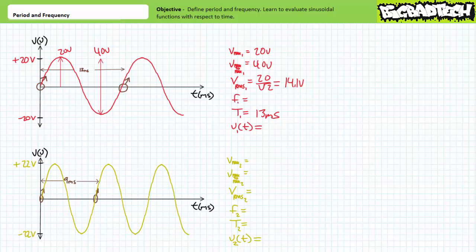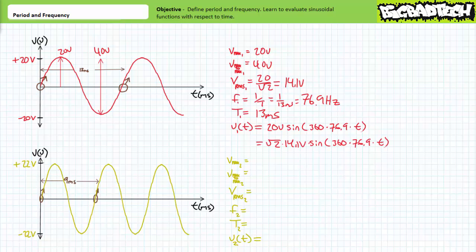The time span between zero crossings going positive looks to be 13 milliseconds. A period of 13 milliseconds is equivalent to a frequency of roughly 76.9 Hz. When we express voltage as a function of time, we arrive at the expression V1 of t equals 20 volts times the sine of 360 times 76.9 times the time of interest.